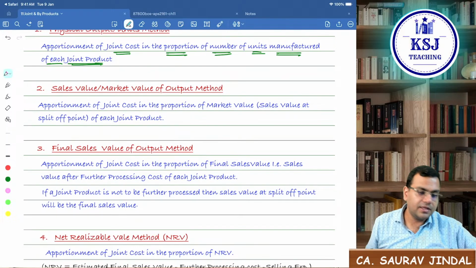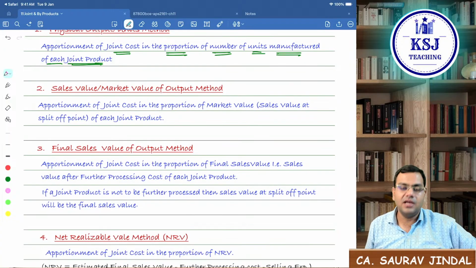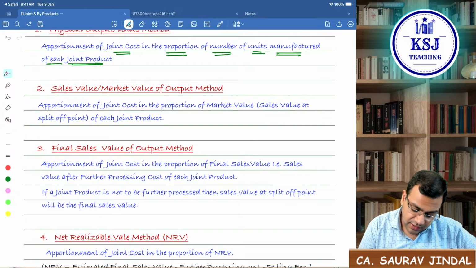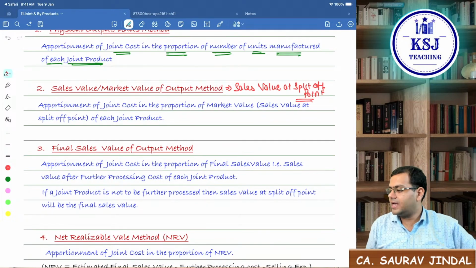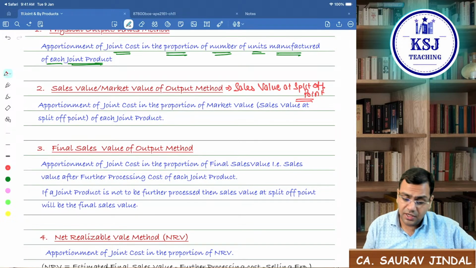Now the second method that we have is sales value or the market value of output. Now which sales value? This method is also called sales value at split off point.